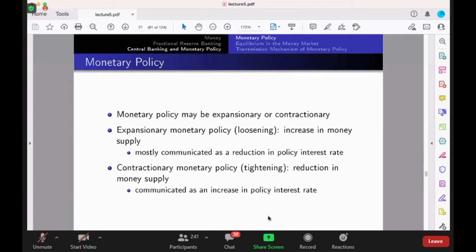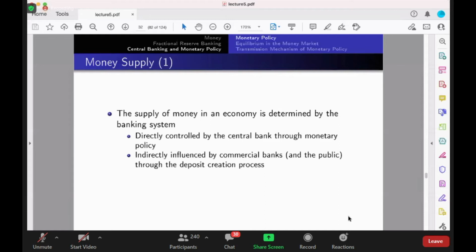Contractionary monetary policy is just the reverse. We want to reduce the supply of money in the economy. So basically what happens is that the policy interest rate is increased. So monetary policy could be expansionary or contractionary, depending on what the objectives of the central bank are.